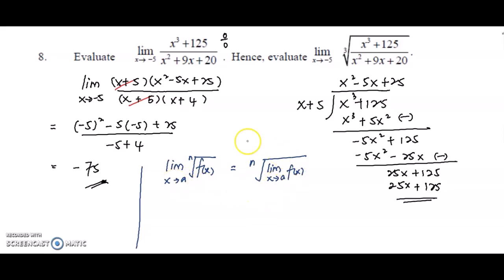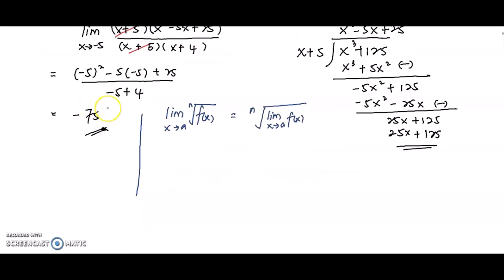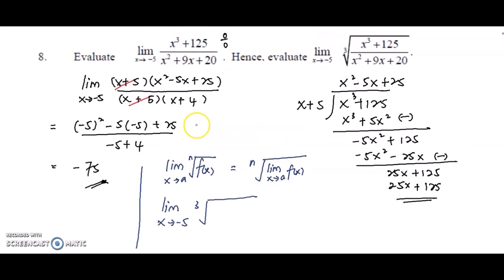So now I'm going to apply this property to my question. Originally, the question is asking for this cube root of x cubed plus 125 over x squared plus 9x plus 20. This is the question. See or not? Now the word hence over here is actually giving us a hint that we need to use the result above to answer this question.